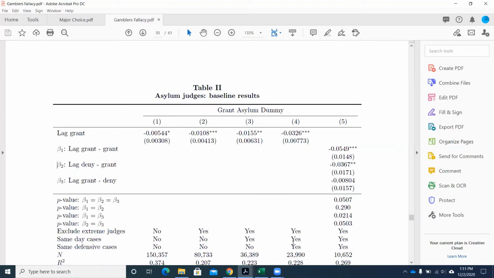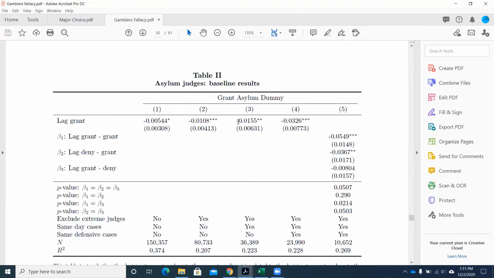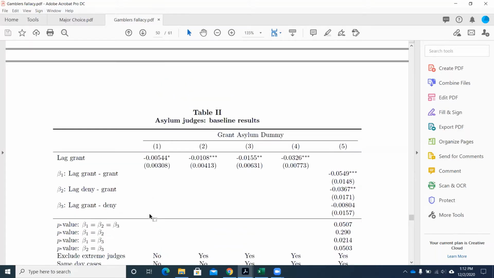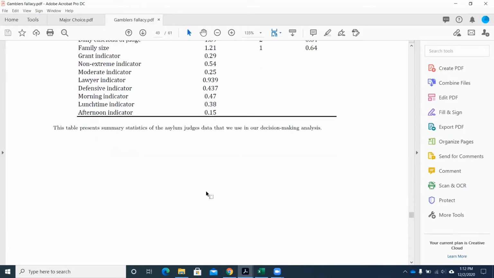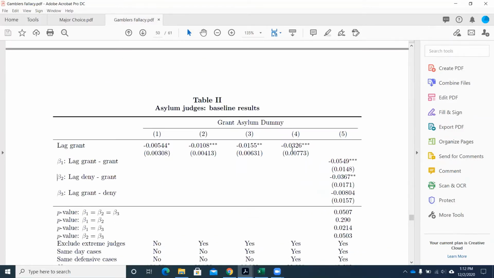So notice once they get to their final column here, their preferred specification and preferred regression, if a judge grants asylum on the previous case, the probability they grant on the next case goes down by about 0.03, or 3% less likely to grant on the following case, even controlling for all those other factors, right? Two cases where we're looking at the judge that has the same amount of experience, same caseload that day. The two families in question have the same size. Every single one of these things that we've included as a control variable is held constant. They're less likely following a granting asylum to then grant.